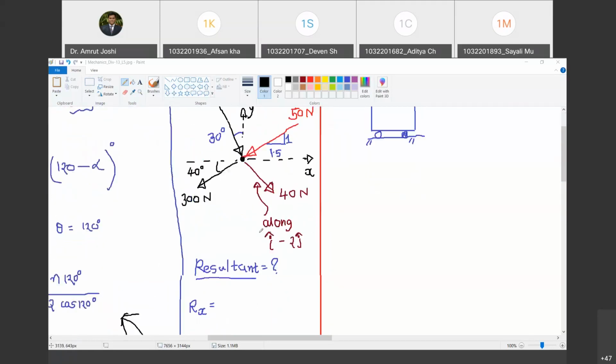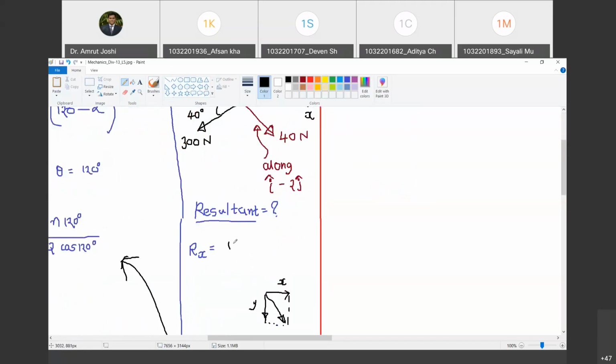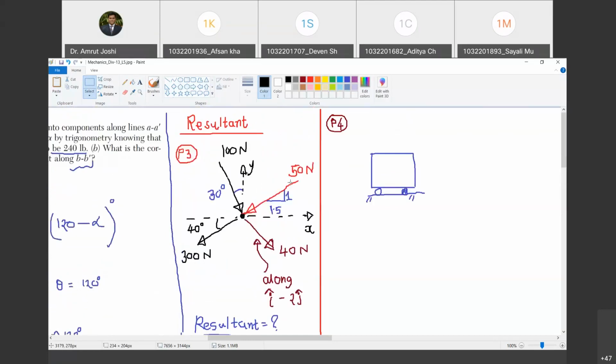So therefore, let us write down the x component of 100 Newton. Its sign is positive and its magnitude is 100 sine 30. Happy? Yes, sir. 100 sine 30. Very good. I am going to give the sign as plus. Why? Because it is directed towards right. Happy? Yes, sir.